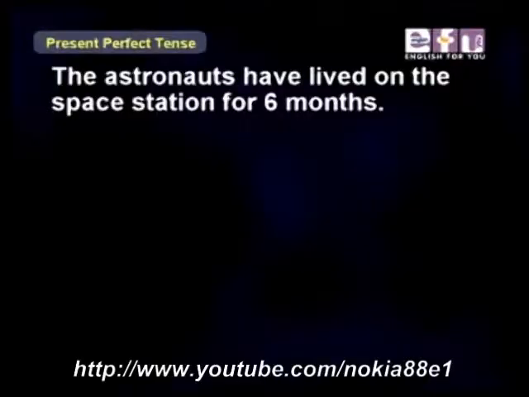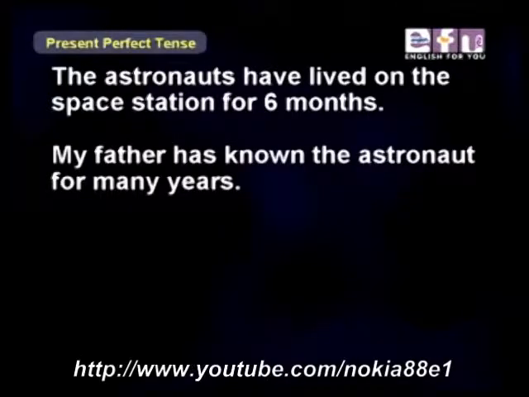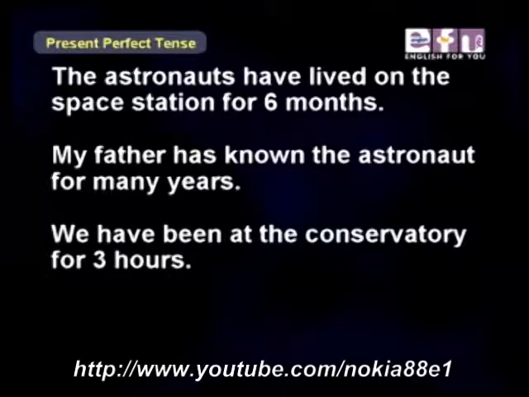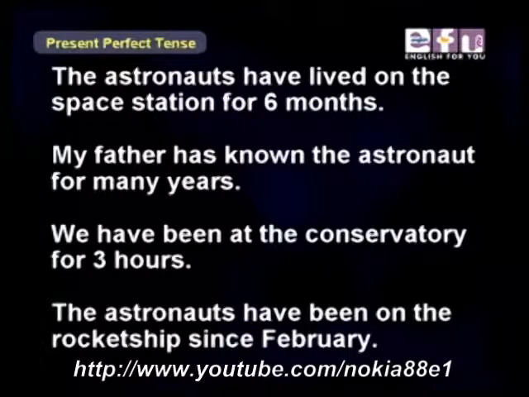Well, now let's review another use of the present perfect. So look at these sentences. The astronauts have lived on the space station for 6 months. My father has known the astronaut for many years. We have been at the conservatory for 3 hours. And the astronauts have been on the rocket ship since February.